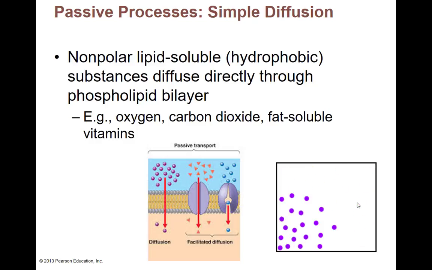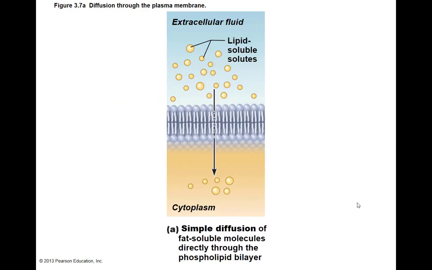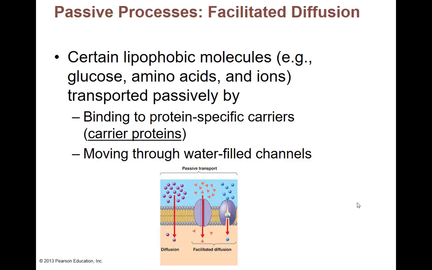Now, for simple diffusion, examples of things that can go across, meaning they don't care about the heads or the tails, are oxygen, carbon dioxide, and fat-soluble vitamins. I'm not worried about those fatty acid tails. They can go right across the membrane without the use of any protein whatsoever. There's a picture out of your book. Some fat-soluble solute, probably a vitamin, just goes right on through.